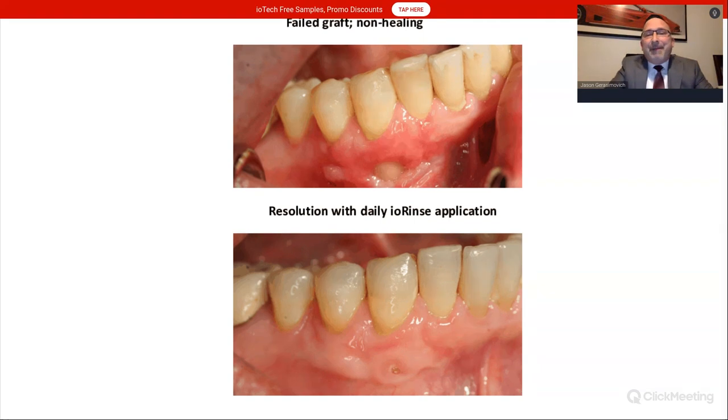This is the failed graft on the top, actually, with the failed gingival graft. The periodontist did this, and it's really amazing, because the patient had to come back to reschedule the appointment, because they figured they might have to do a regraft. And what they noticed is that after a few weeks of using the iorinse, the graft closed up. There's a little bit left, but it's closing up. It's healing on its own. That's the effect of this.